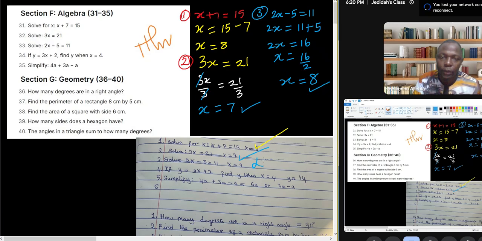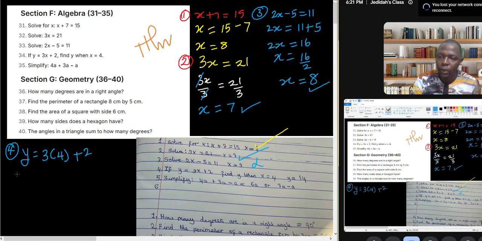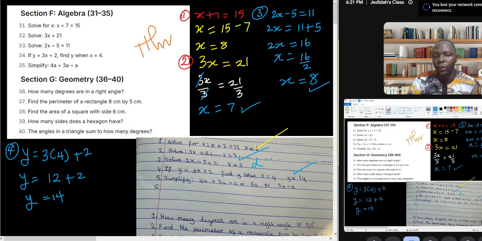Did you get x equal to 8? No. But do you understand the step? Yeah. That's better. And the number 4, we have 3x plus 2 equal y. Find y when x equal 4. So y equal to 3 into 4 plus 2. I was looking at another one. So what is 3 times 4? That's 12, plus 2. Then y equal to what? 14. So 14. Next time show your work.